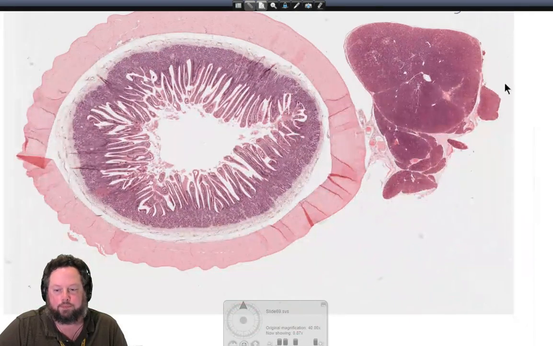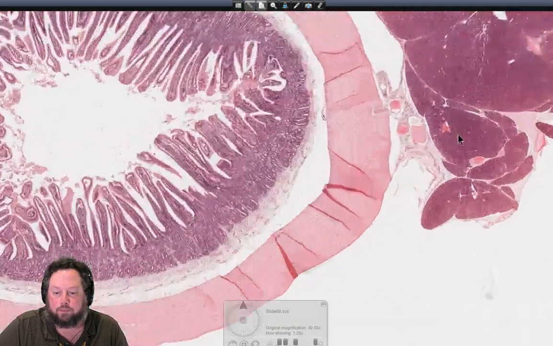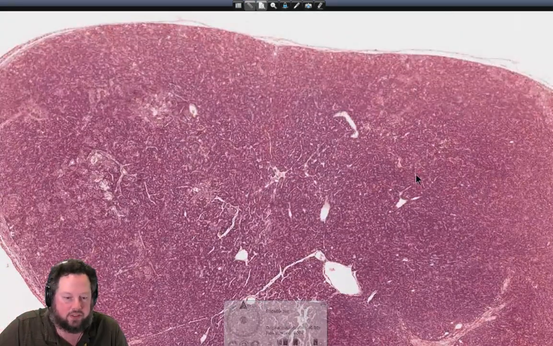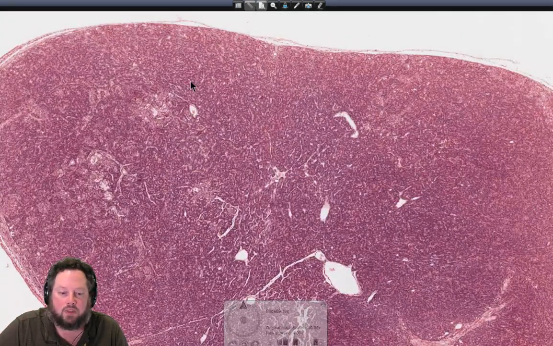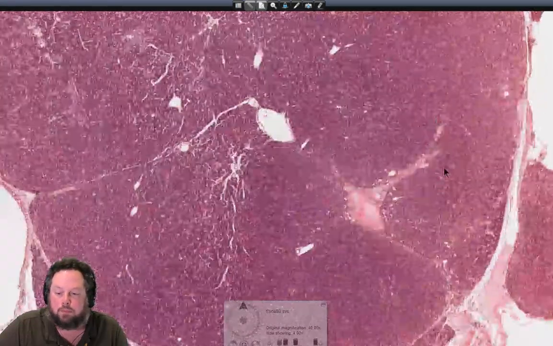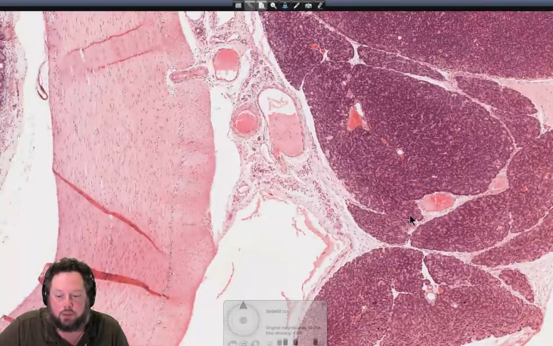Got a little bit of pancreas over here. This one, for some reason, doesn't have a lot of evidence of islets of Langerhans, and I'm not entirely sure why.